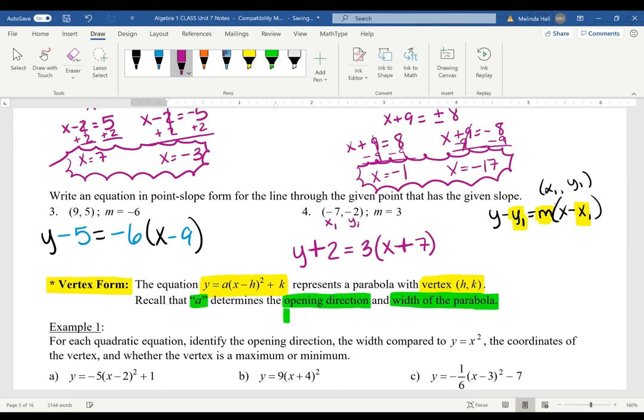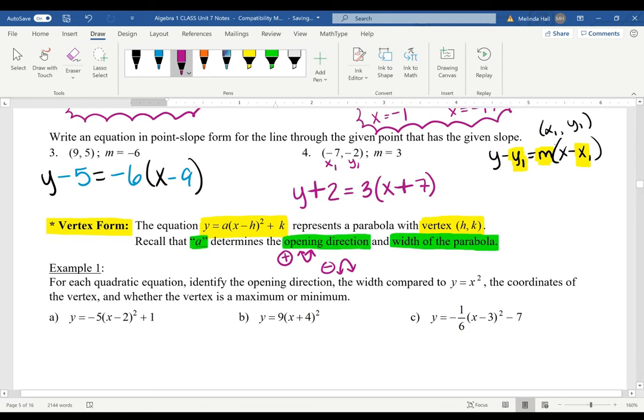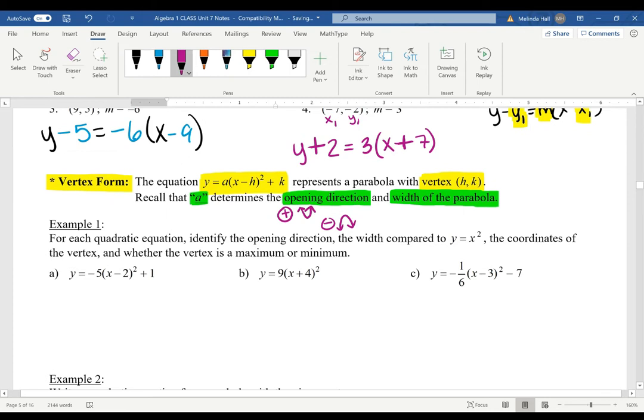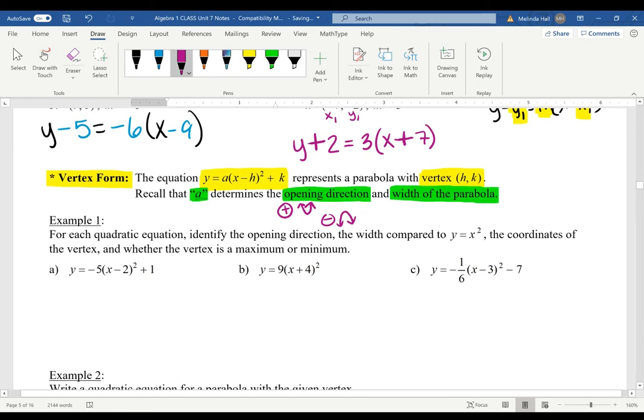Remember, if it's positive, it opens up. Positive number would open up, negative number would open down, okay? So for example 1, we want to identify the opening direction and the width compared to y equals x squared, the coordinates of the vertex, and whether the vertex is a maximum or a minimum. So first off, picking the opening direction, since I have this negative 5 in the front, that tells me that this opens down because it's negative.